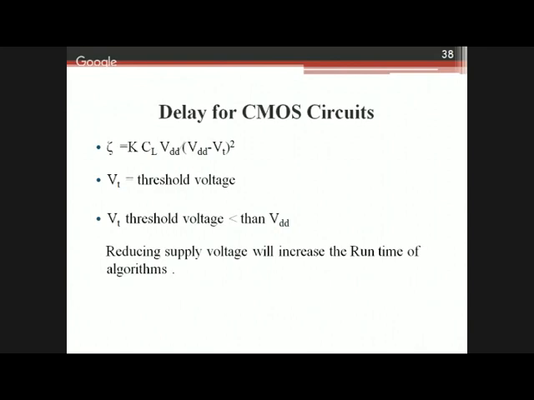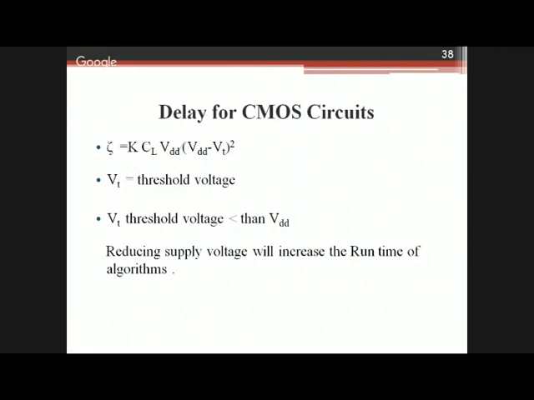So ultimately my delay time is inversely proportional to V_DD. If I reduce my supply voltage, my power consumption is reduced, but the runtime of the algorithms is increased. That's why I've discussed these relations.